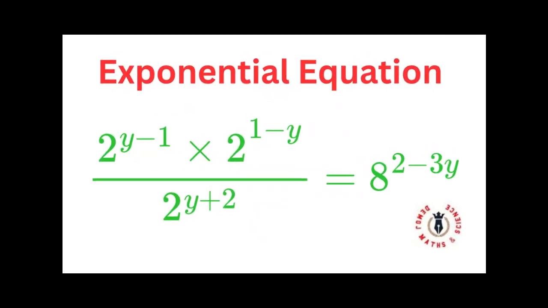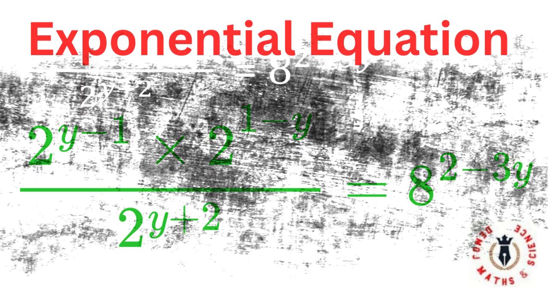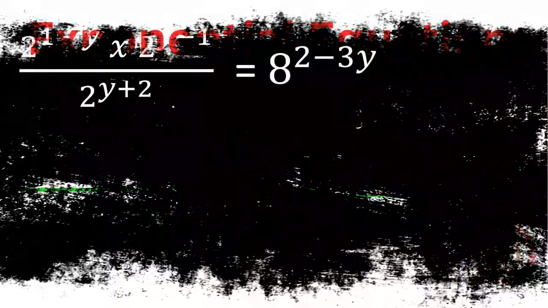Today we'll be solving this equation that says 2 raised to power 1 minus y times 2 raised to power y minus 1 over 2 raised to power y plus 2 equals 8 raised to power 2 minus 3y. Now this question will help us understand exponential equations and also how to treat our basic indices.